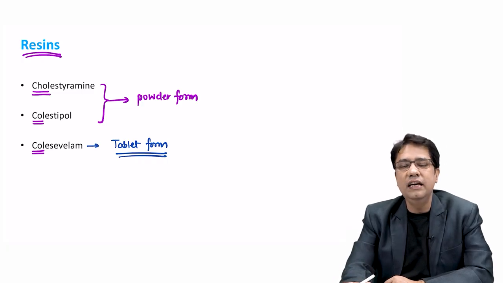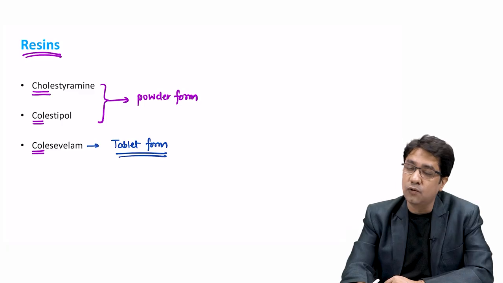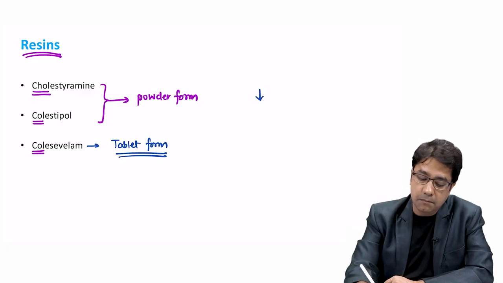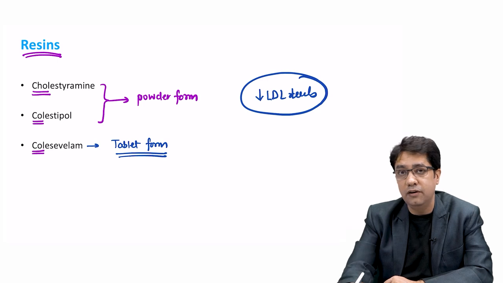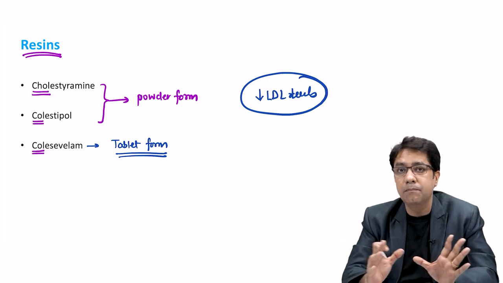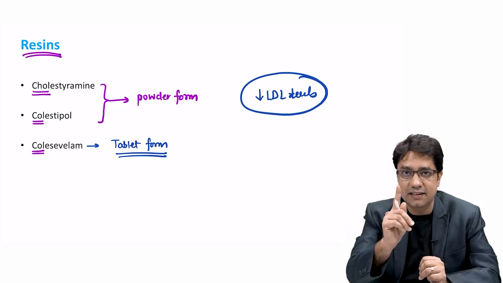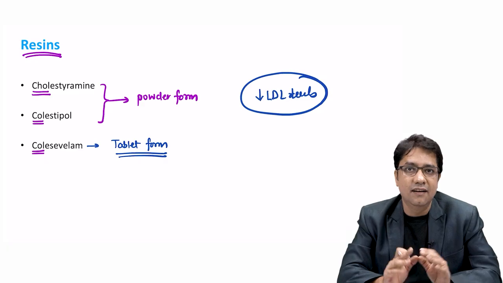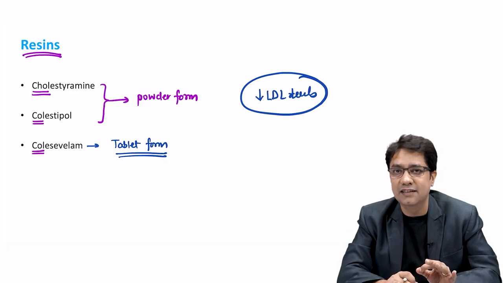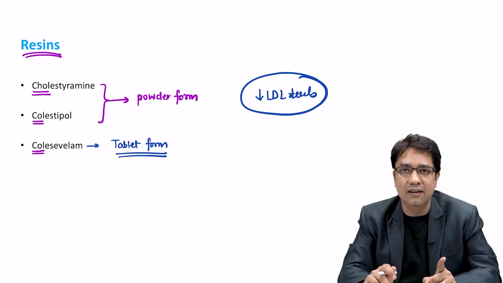So where do we use resins? Resins are also reducing blood LDL levels. But we already know that statins are the best drug to reduce LDL level. Then what is the place of resins? We discussed statins are not given in pregnancy. Resins only act on the intestine. They are not absorbed into the blood.